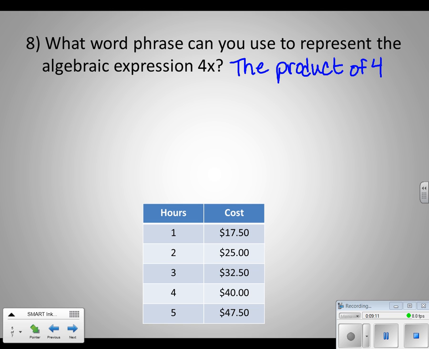The product of 4 and a number x. And so that would be a word phrase. We're dealing with a word phrase here.